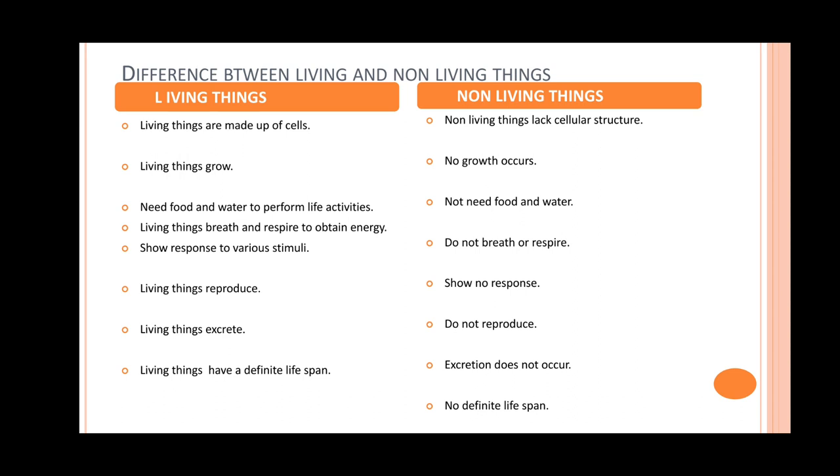So the differences between the living and non-living things are: living things are made up of cells, whereas non-living things lack cellular structure. Living things grow, non-living things do not grow. Living things need food and water to perform life activities, whereas non-living things do not. Living things breathe and respire to get energy. Non-living things do not breathe or respire.